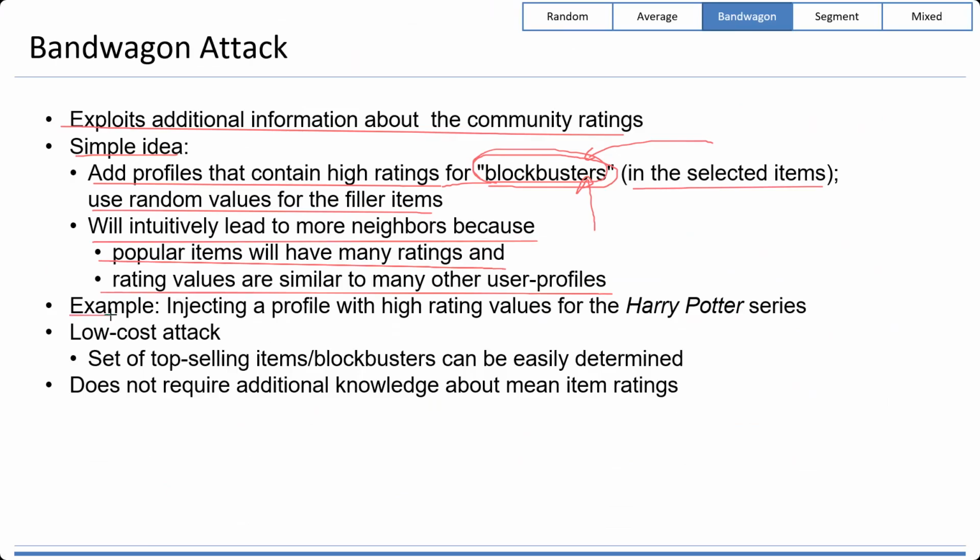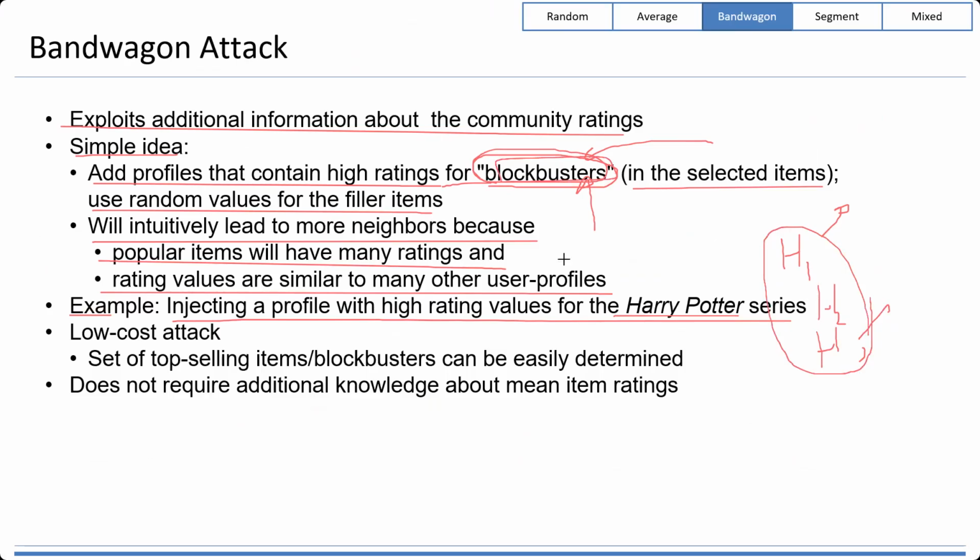So for example, I think many people like Harry Potter. So when we have the new fake users, let's inject a profile with high rating values for the Harry Potter series. Harry Potter 1, let's make a high rating. Harry Potter 2, high rating. Harry Potter 3, high rating. Because these are blockbusters, people will watch those movies, so sometimes we do not know whether it is an attack or not. Because many people like Harry Potter, when they give a high rating, people will believe it.